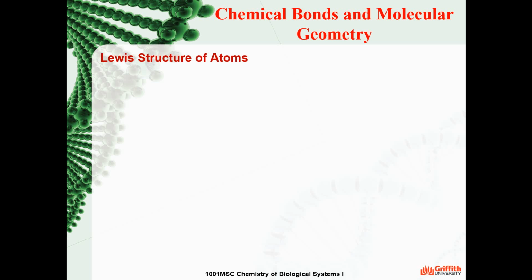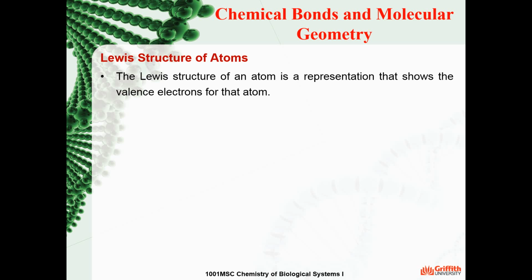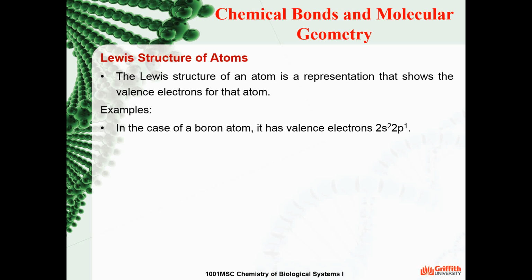We use Lewis structures to represent the valence electrons in an element. For example, boron is element number 5, so it has the following electron configuration: 1s2, 2s2, 2p1. 1s2 is the inner shell, so we don't take this into consideration. 2s2 and 2p1 are the outer shells, which means there are 3 valence electrons for boron.